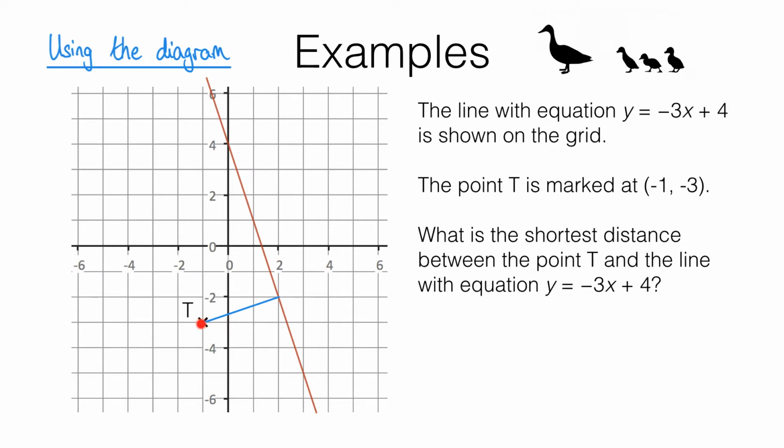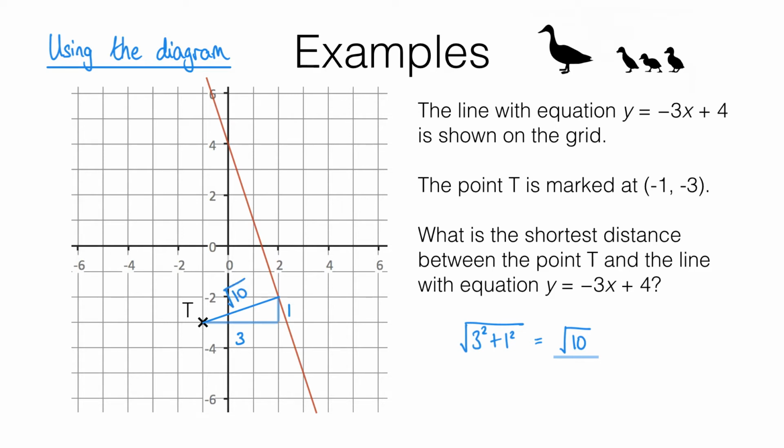We can find this distance or this length using Pythagoras. We've got a right angle triangle here. We can see that this length is 3 and this length is 1. So the length of the hypotenuse, that's the distance we're looking for, is simply going to be the square root of 3 squared plus 1 squared, and that gives us the square root of 10. And there is our answer. The shortest distance from T to this line is simply the square root of 10 units.